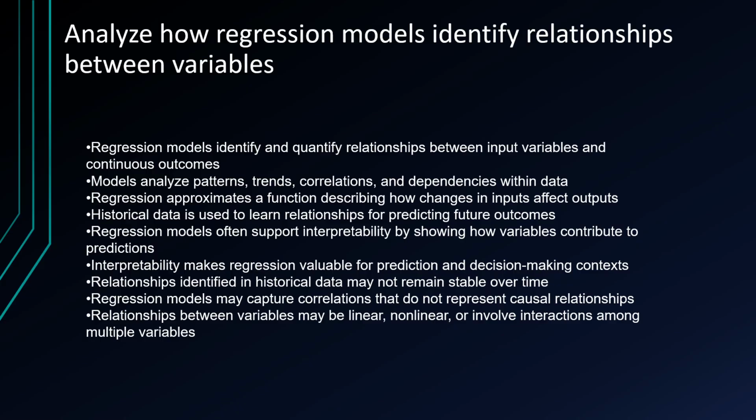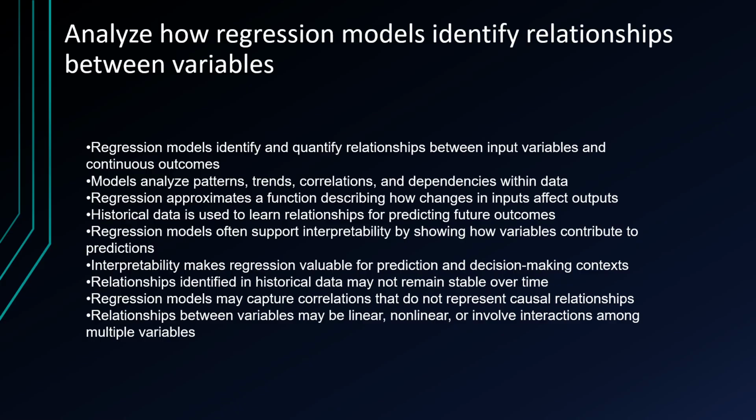One of the key strengths of regression is its ability to analyze patterns, trends, correlations, and dependencies within datasets. By examining historical data, regression models attempt to approximate a mathematical function that describes how changes in one or more variables influence the predicted outcome. This process allows the model to generate future predictions by applying learned relationships to new observations that were not present during training. For example, imagine a company attempting to predict future product demand.